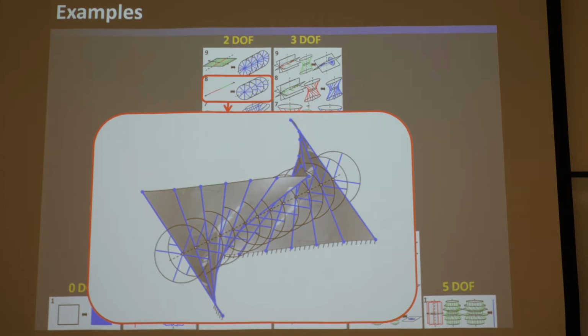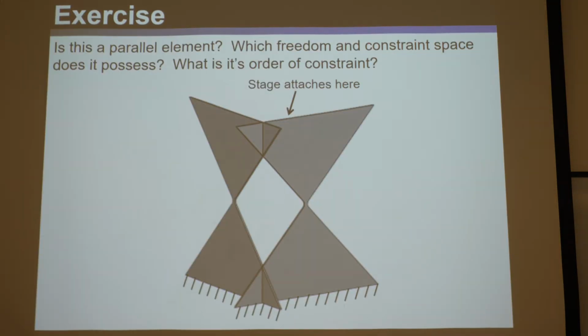And I've just taught you how to generate parallel elements. We're going to teach you how to generate serial and hybrid elements as well. And so you can generate anything that's flexible at all, okay? And know how to analyze its constraint characteristics. Okay, so let's do an example here.